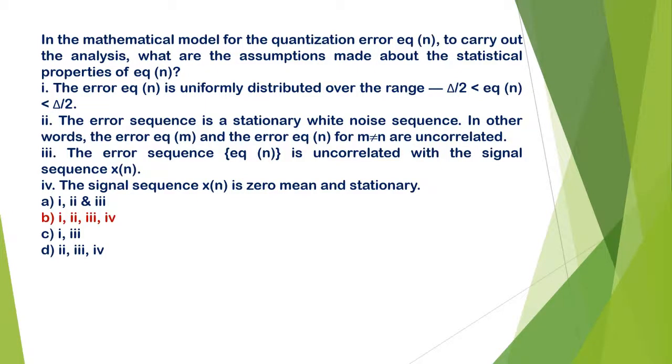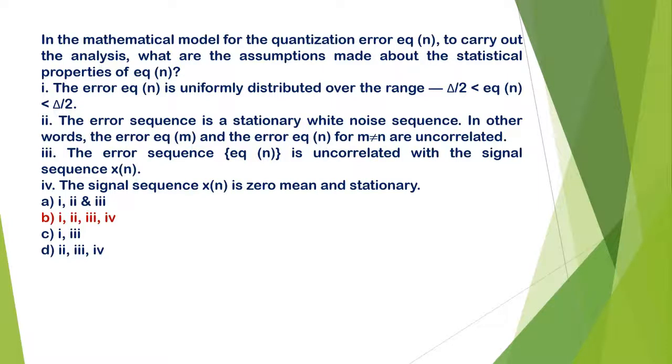In the mathematical model for the quantization error eq[n], to carry out the analysis, what are the assumptions made about the statistical properties of eq[n]? First, the error eq[n] is uniformly distributed over the range minus delta by 2 to plus delta by 2. Second, the error sequence is a stationary white noise sequence. In other words, the error eq[m] and the error eq[n] for m not equal to n are uncorrelated. Third, the error sequence eq[n] is uncorrelated with the signal sequence x[n].